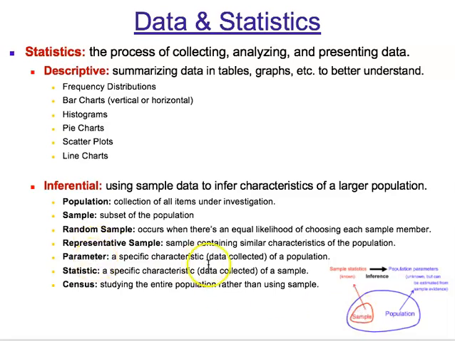A parameter is a specific characteristic of the data collected for the population. That's what we're trying to get to. I want to know what the average income is for the population. I want to know the parameter. But I don't have it because I'm not going to be able to ask the whole population. So I have to use a sample. And the average income that I get from the sample is called a statistic. So we use statistics to get to parameters. On the rare occasion that you don't collect a sample, but instead ask the whole population, that's called a census.